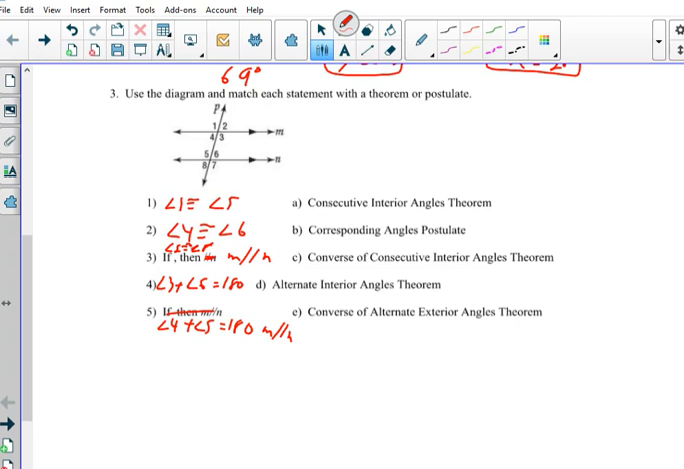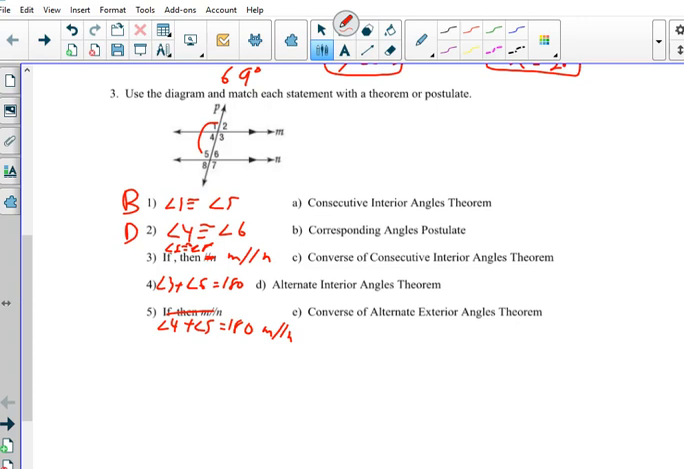So 1 and 5. One's on the inside, one's the outside. Those are corresponding angles. So number 1 is B. 4 and 6. Well, they're in between M and N, so they're on the inside, but they're on opposite sides of the transversal, which means we're looking for the word alternate. That's D, alternate interior angles.